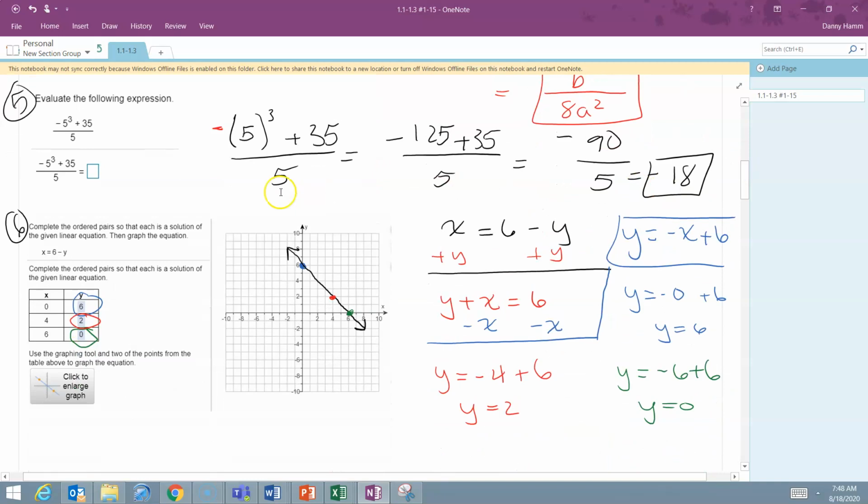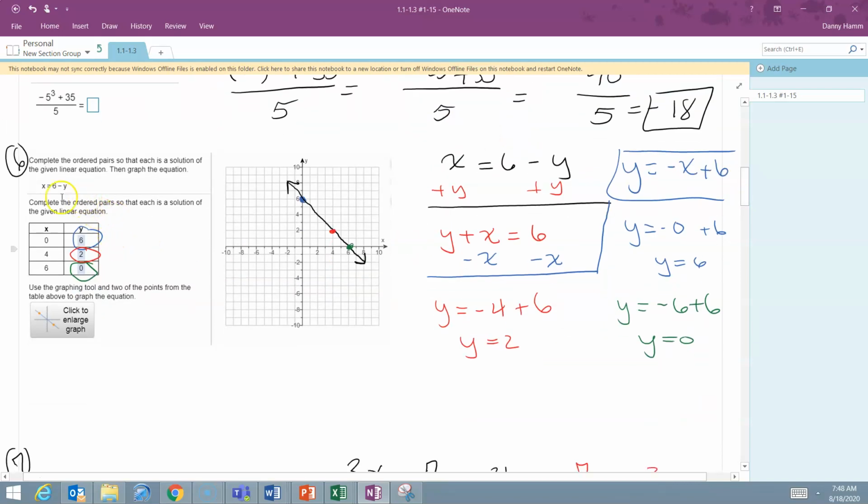On number 5, we need to keep in mind here, this negative sign or opposite sign is not being included in this. It doesn't really matter since we have an odd exponent. But if you have an even exponent, that does matter because this is on the outside. So if this was squared, this would still end up being negative 25. But in my case, this is a cube, so it really doesn't matter. So I still end up with a negative 125 plus 35. And as we simplify, we get negative 18.